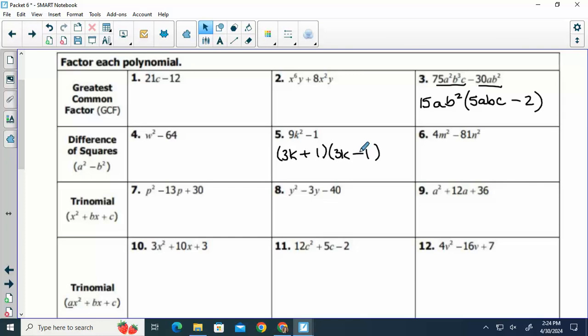Trinomials. Let's look at problem 7. So on these, I'm looking for numbers that multiply to my constant and add to the middle. So I need 2 things that multiply to a positive 30 and add to a negative 13. What would that be? No, negative 10. Negative 10, negative 3. So we write P minus 10, P minus 3.